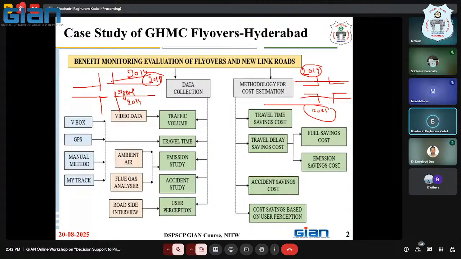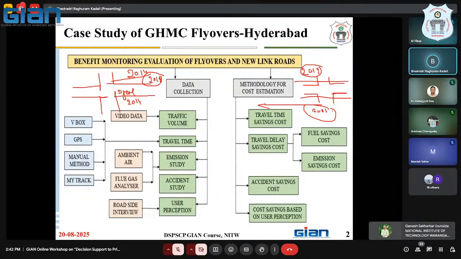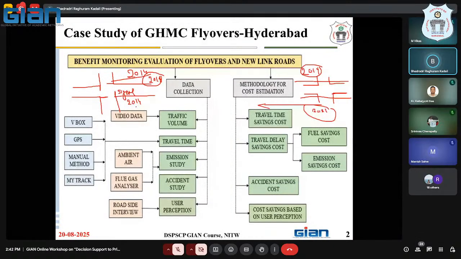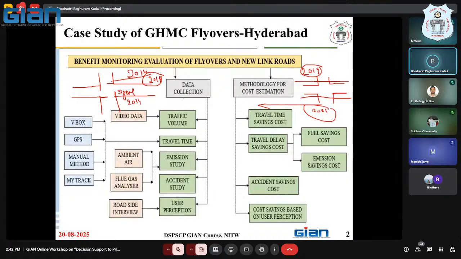Then we back calculated based on the growth they had projected, so we have the 2021 volumes. Then we back calculated the growths and got the volumes for 2014. So that is the kind of data collection. First we collected the traffic volume data for 2021, let us assume that as the scenario. Then we also collected the travel times for 2021, and we have the emissions data.